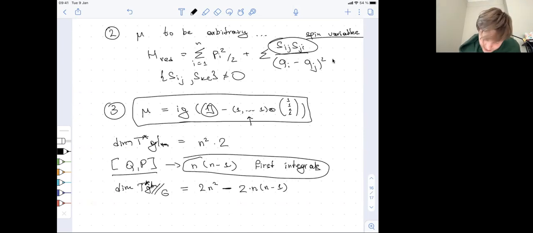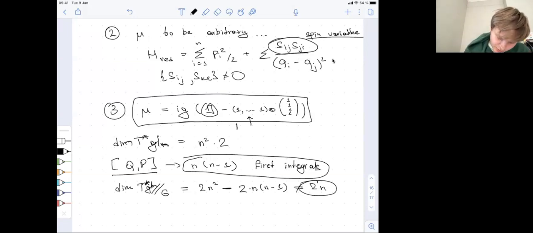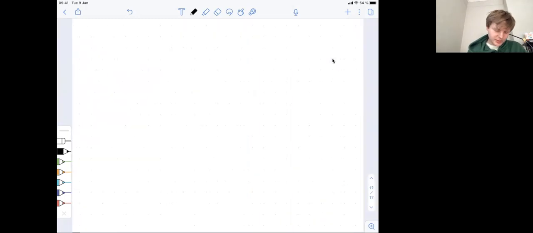And this is not 2n in general, right? Well, you can consider some particular n, but in general, it's not. So what's so special about this moment map? Let me just try to perform this reduction and show you how it can be done by hand.